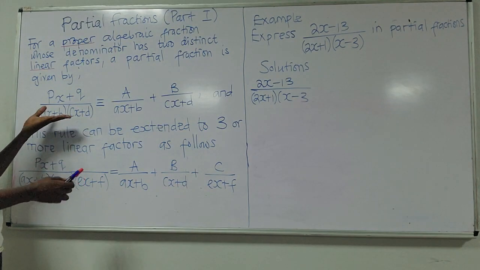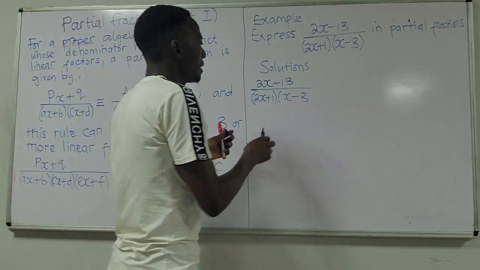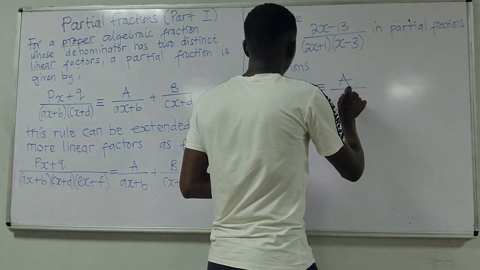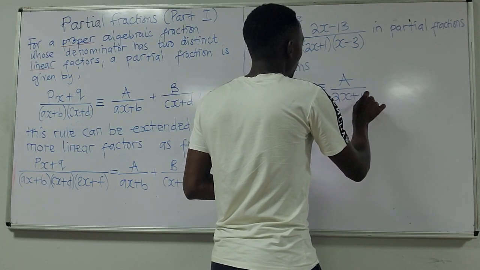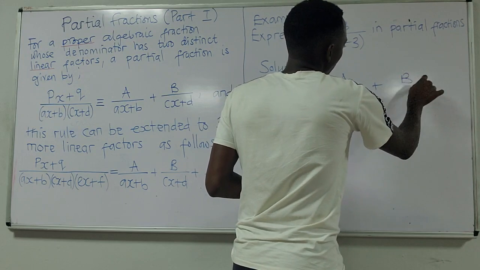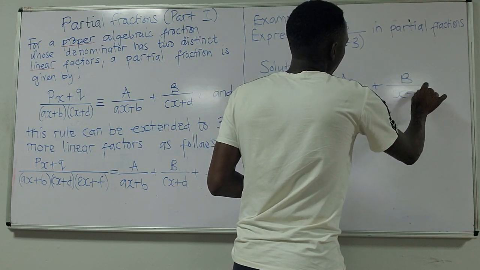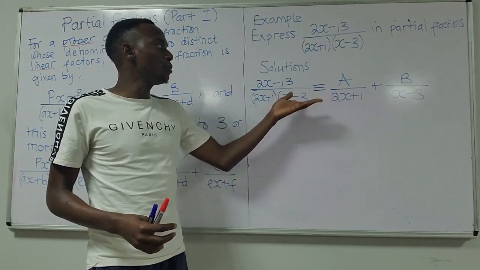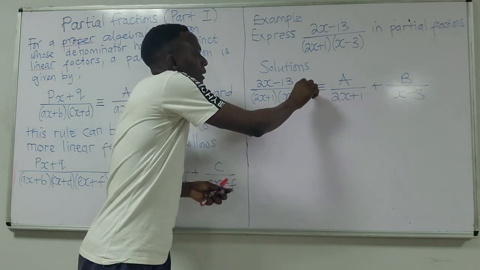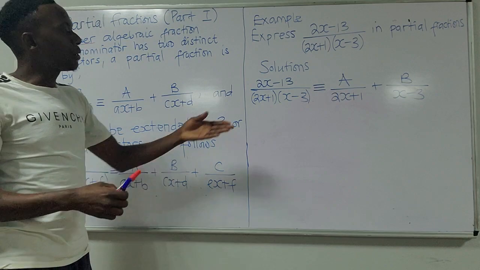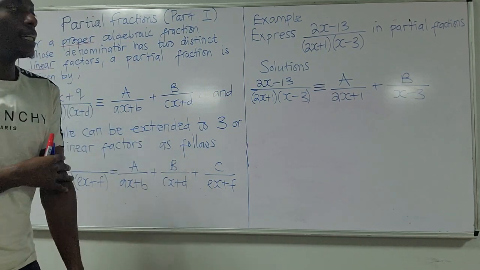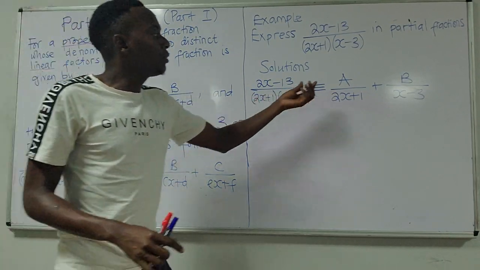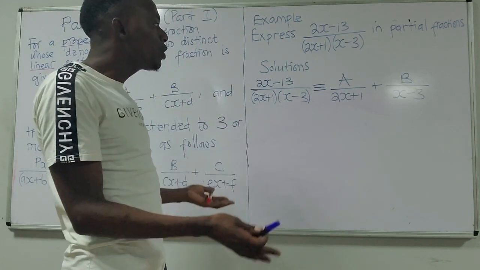So we are going to use the same rule here. This is equivalent to A over (2x + 1) plus B over (x minus 3). You can see that I'm using equivalent symbols. Equivalent symbols, meaning in this denominator it's possible that we can have an expression which needs to be factorized. That's why we are using equivalent, though at the end it has to be equal, because we would have found the exact values for A and B.